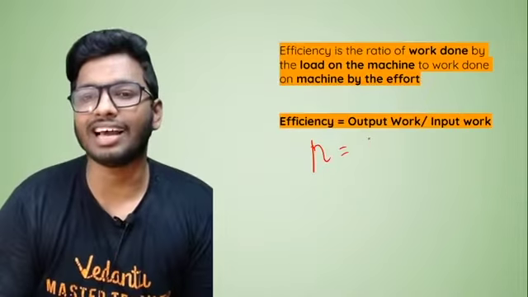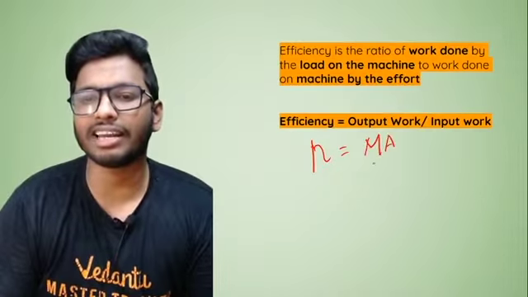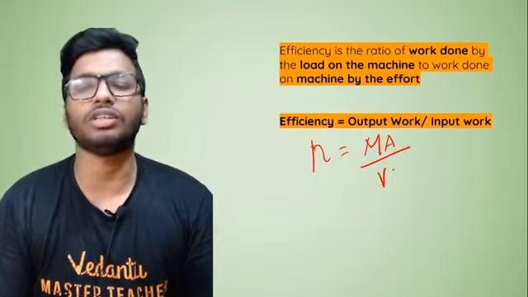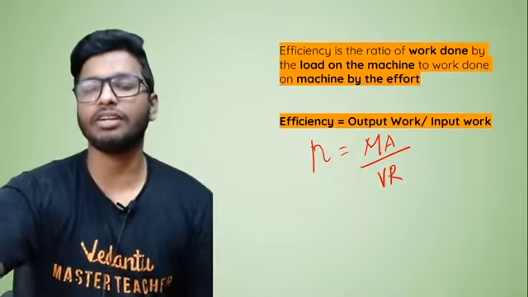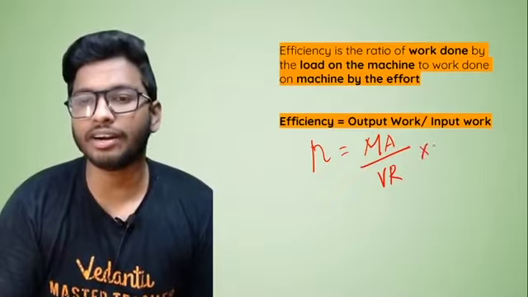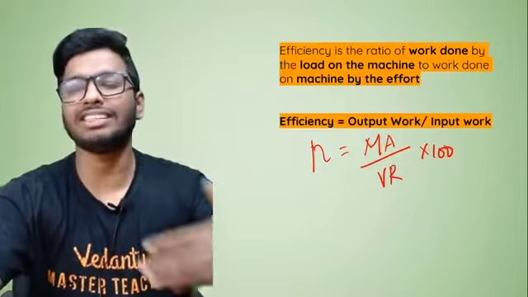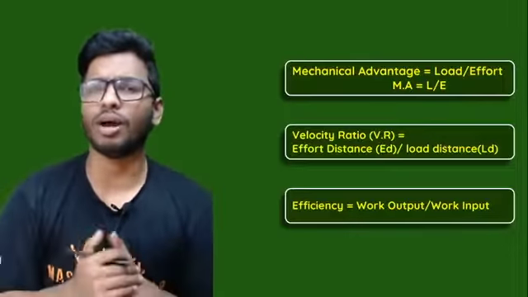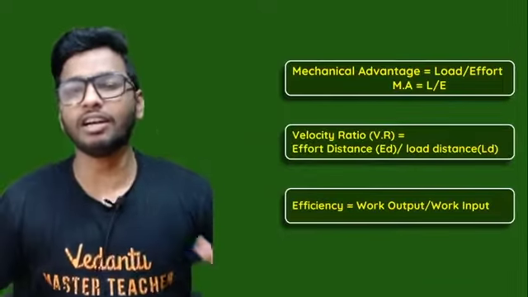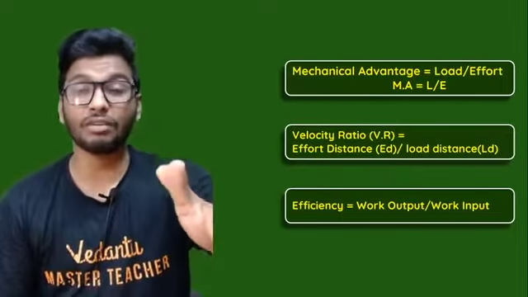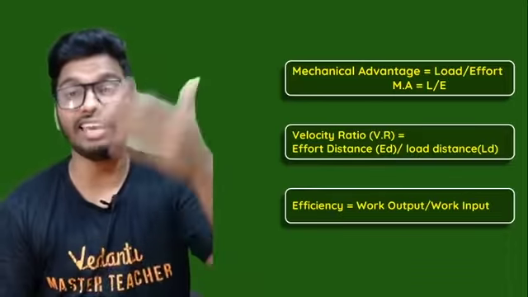Efficiency can also be written as the ratio of mechanical advantage to the velocity ratio. So the mechanical advantage divided by velocity ratio, into 100, would give you the efficiency in terms of percentage. That is also one more formula that you have to remember. So in conclusion, guys, what do we see so far? Mechanical advantage is load by effort, which is L by E.